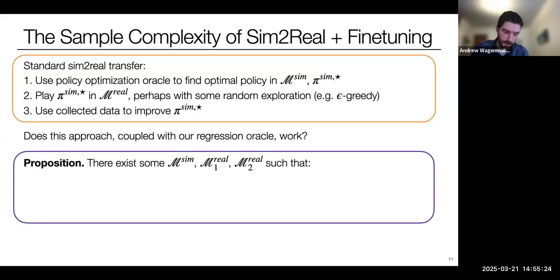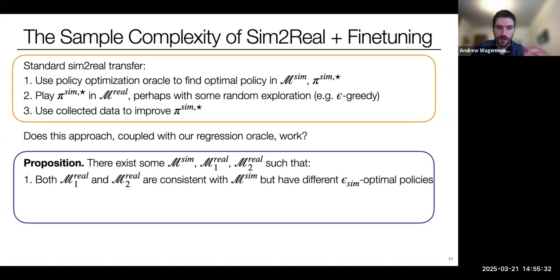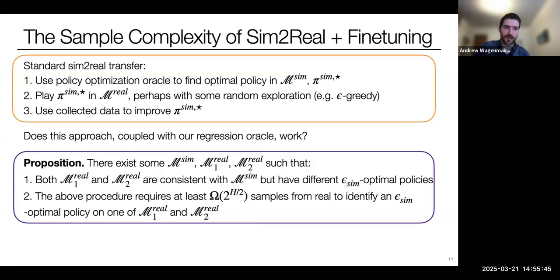And so we have the following result. There exists a simulator, M sim, and two real environments, M real 1 and M real 2, such that both of these real environments are consistent with M sim, meaning they both satisfy the total variation assumption, but they have different epsilon sim optimal policies. We can also show that if we run the above procedure of standard sim to real transfer, learning a policy that's epsilon sim optimal in one of M real 1 and M real 2 will require an exponential number of samples. And so what this says is that the guarantee I showed on the last page is actually tight up to horizon factors.